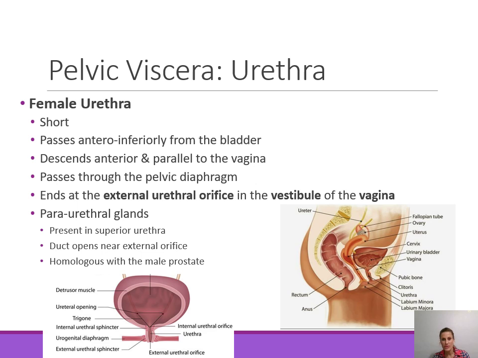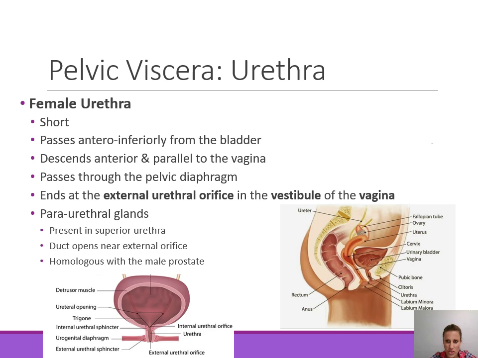The female urethra is much shorter than the male urethra. It has a lesser distance that it has to traverse before it gets to the external portions of the body. The female urethra exits the inferior borders of the bladder at the neck of the bladder, and it passes anteriorly and inferiorly from the bladder. So it descends and it slightly goes forward a little bit as it descends the body. The urethra descends anterior and parallel to the vagina.